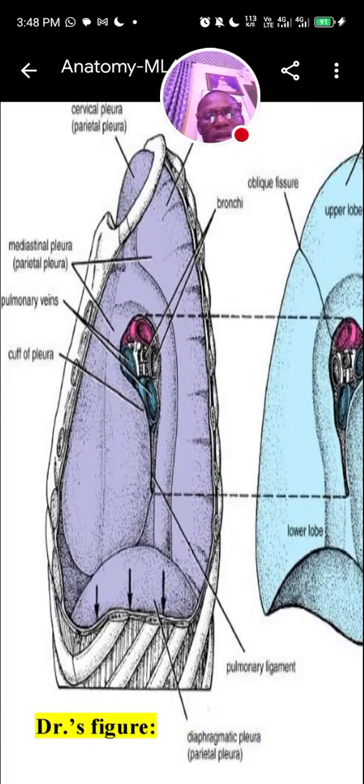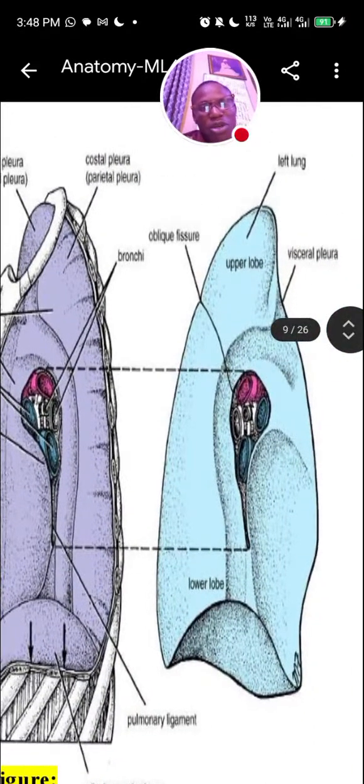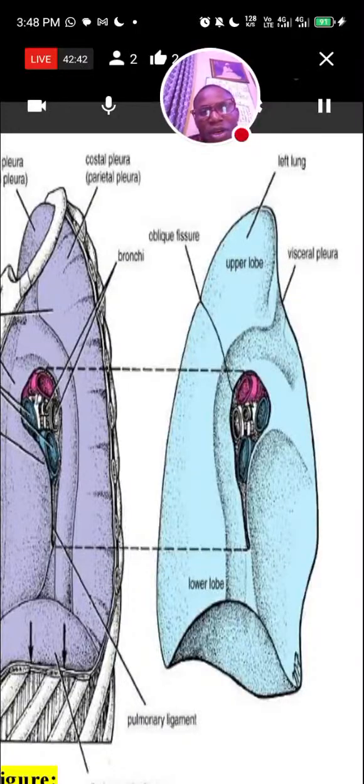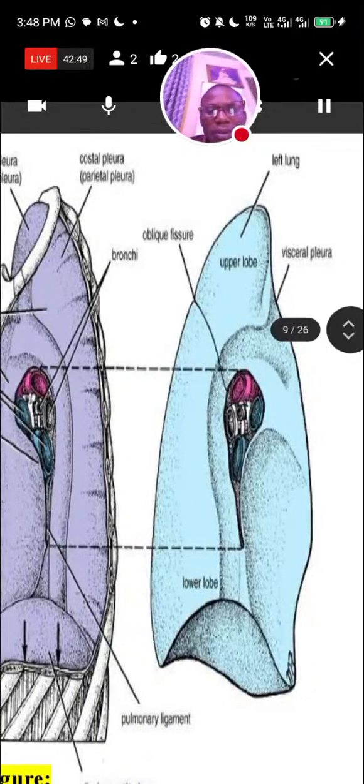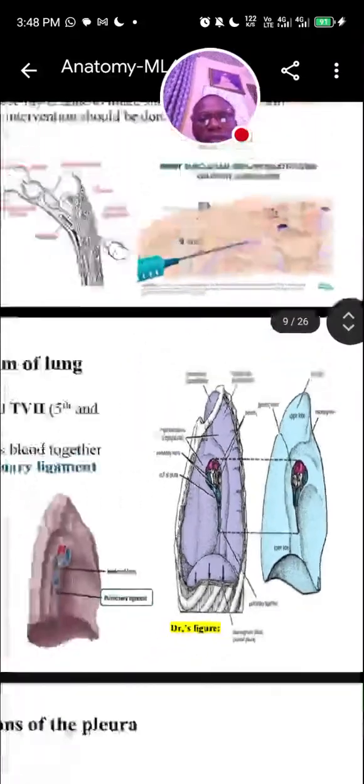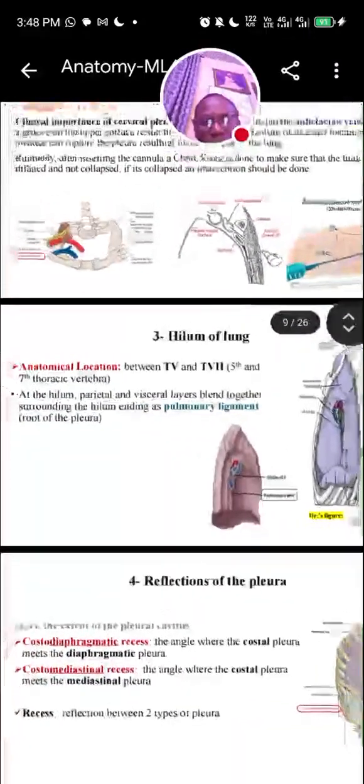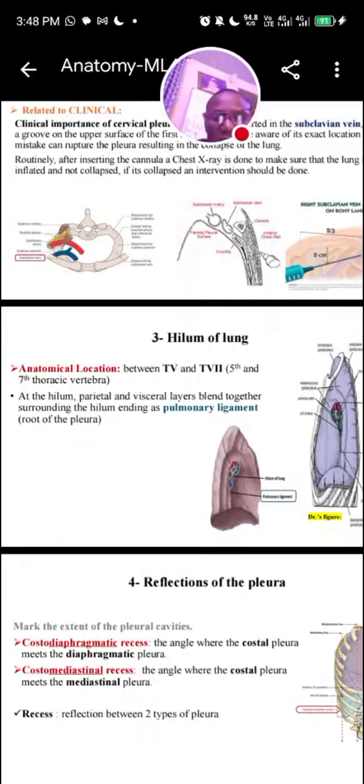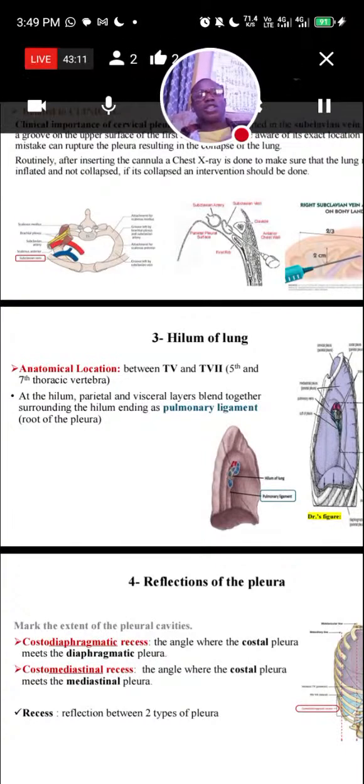All right. We learn, we capture. Now we are learning it slowly. When it's time for a live session with a guest, we'll be rushing it. And now we are picking it little by little. Let's move on. We have talked about the hilum of the lungs. We said the hilum of the lungs is between T5 and T7. We said the visceral and the parietal pleura adhere to form what? The pulmonary ligament.